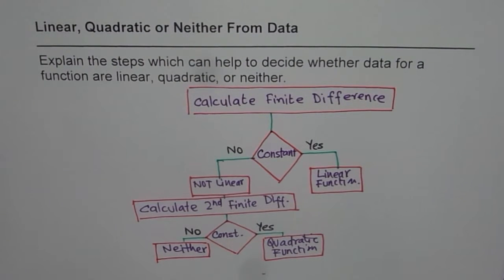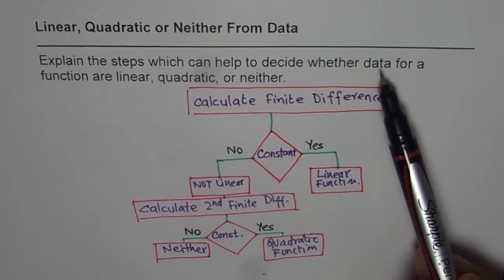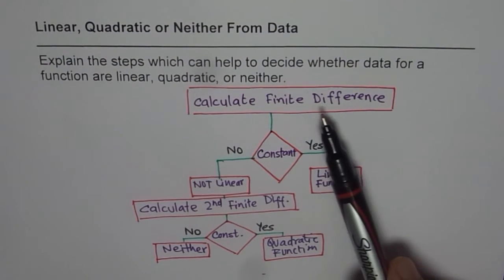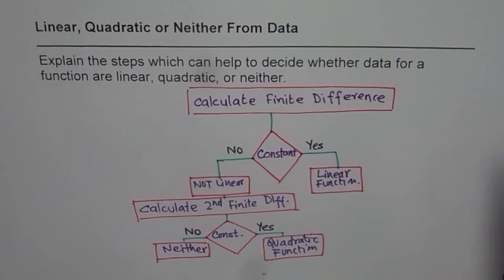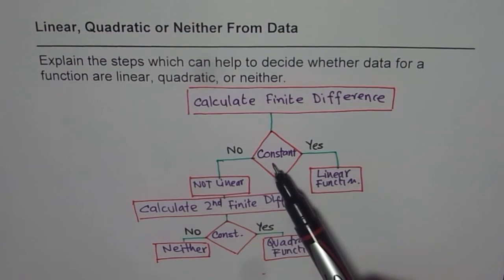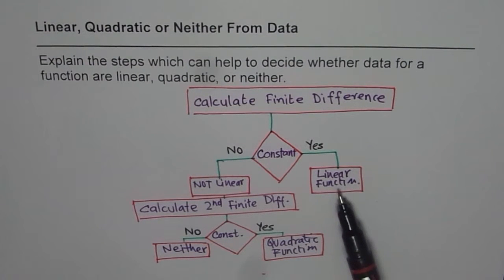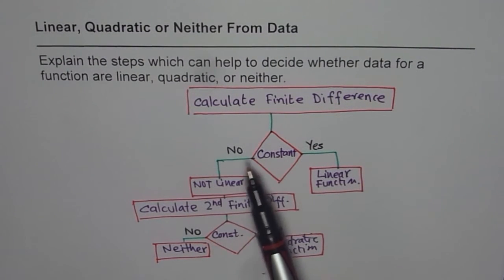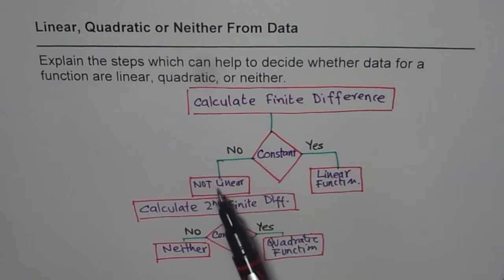So let's go through them once again. Whenever you are given data, calculate the finite difference. We call this the first finite difference. If the first finite difference is constant, then the function is linear. Otherwise, it is definitely not linear, and we continue this process.